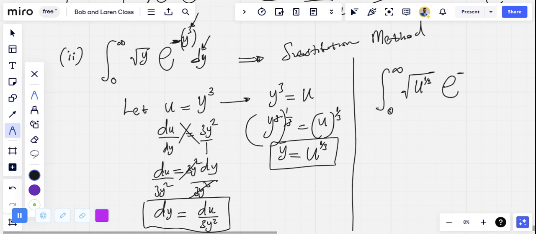Then e raised to the power of negative y cubed is what? Y cubed is equal to u. We already transformed this one back to u. And then dy is equivalent to what? Dy is equal to du over 3y squared. So guys, what I need to do now is take this 1 over 3, the constant, outside of the integral. Then I'll go ahead and simplify this now.